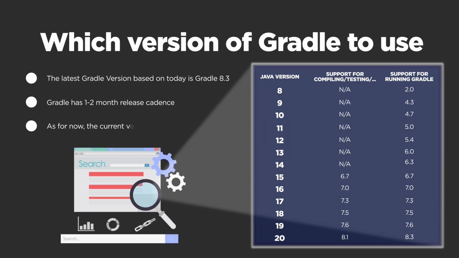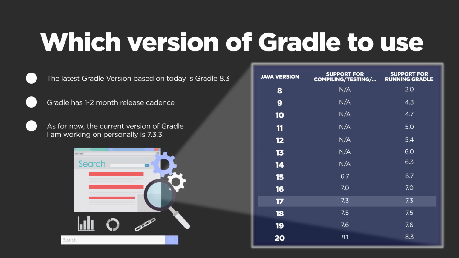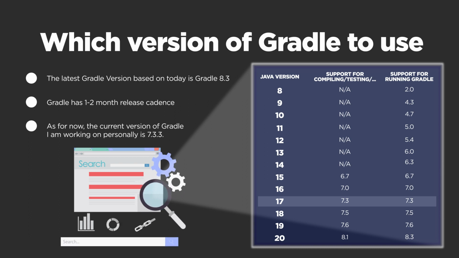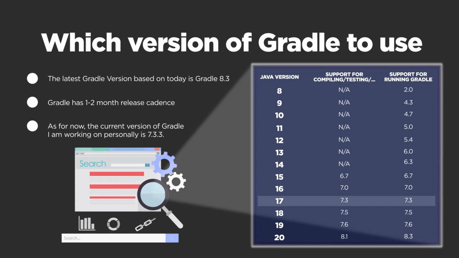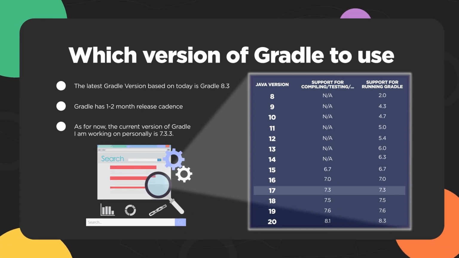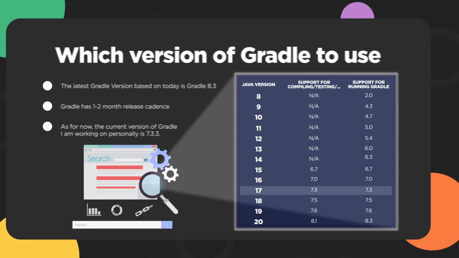As for now, the current version of Gradle that I'm personally working on is 7.3.3. The main reason is that, according to the compatibility matrix provided by Gradle, Gradle 7.3 and as a result all of its subversions are very good to work with Java 17. It is stable, and a lot of companies still rely on it, and there is no urgent need to upgrade to the newest Gradle version. That is the major reason why we will use this version of Gradle for our video lessons.